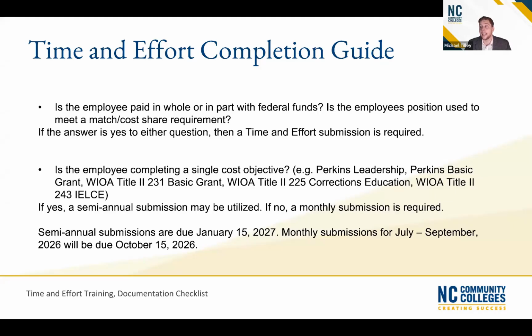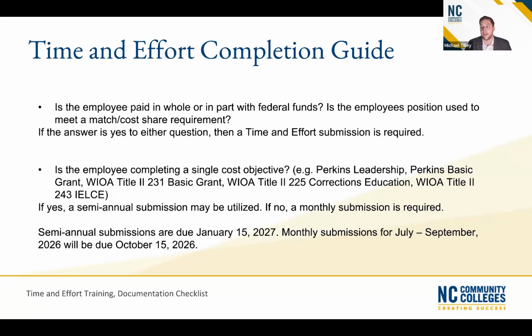Is the employee completing a single cost objective? And we've defined this as a singular grant. So Perkins Leadership, Perkins Basic Grant, 231, 225, or 243 grant. If a single cost objective covers 100% of their position, then a semi-annual submission may be utilized. If there's more than one cost objective, so say it's a combination of Perkins and WIOA Title II, or a combination of WIOA Title II, 231 and 225, or a combination of Perkins Leadership and the Perkins Basic Grant, then there needs to be a monthly submission done.